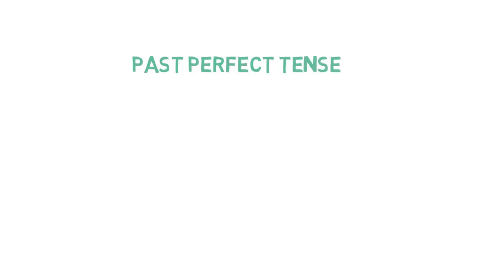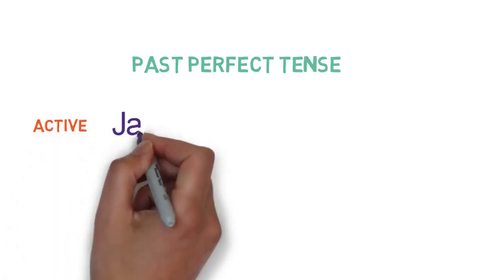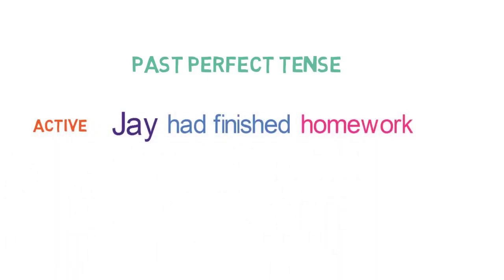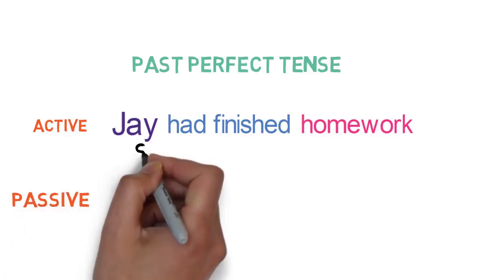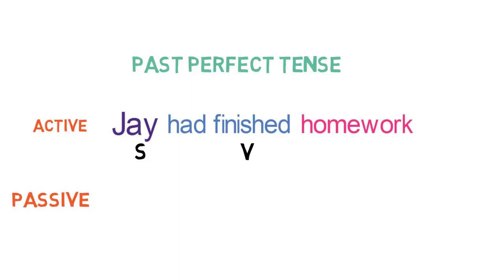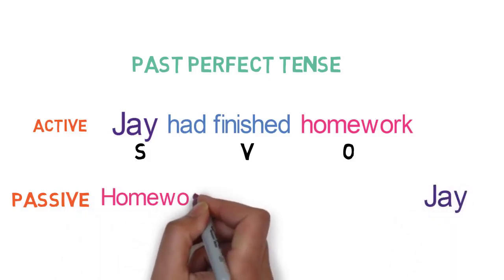Let's see an example of past perfect tense. Active sentence: Jay had finished homework. In passive sentence, firstly the subject here is Jay, verb is finished and object is homework. Let's swap the position of subject and object. So here it will be homework and at this position it will be Jay.